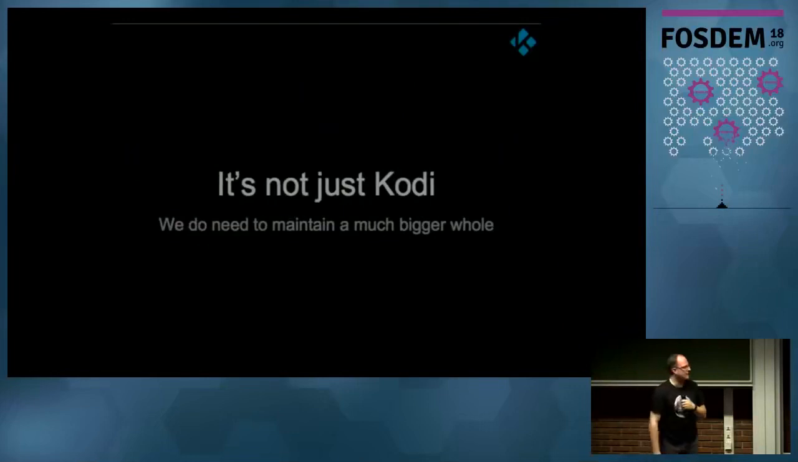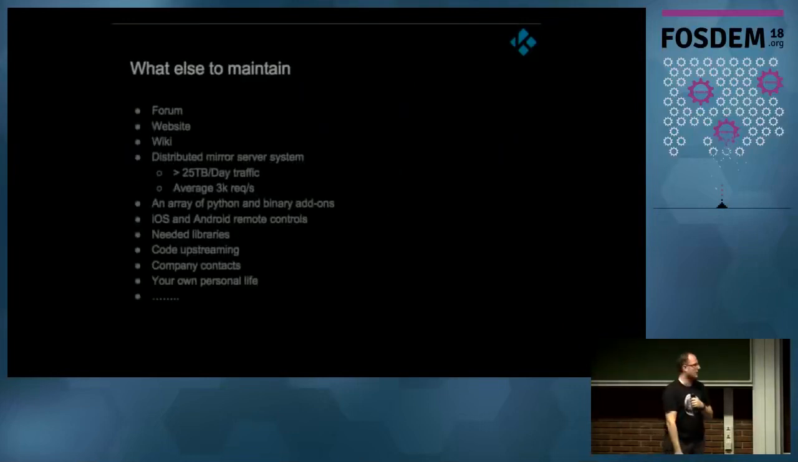It's not just Kodi we have. We need to maintain a forum, wiki, and mirror system. We have like 25 terabytes a day of usage, just Kodi downloads and add-on updates, 3,000 requests per second on the connection of a single mirror. Yeah, but it's an average over the past year. iOS and Android remote controls are also part of the project. The needed libraries we also have to maintain and upgrade, code upstreaming, company contacts like Google, NVIDIA, Microsoft, they also need to be maintained. So it's not only the code you have to maintain, but also all around it.